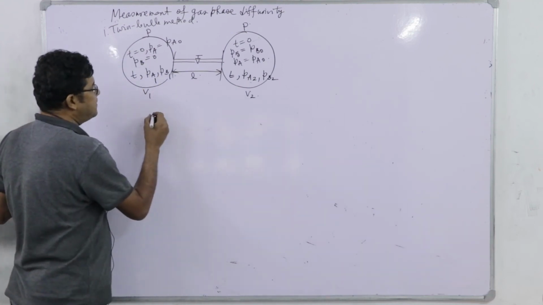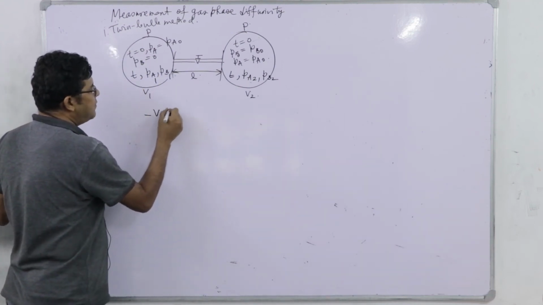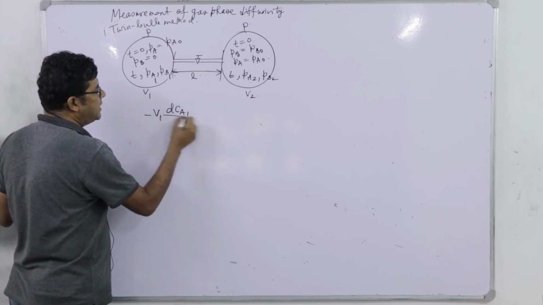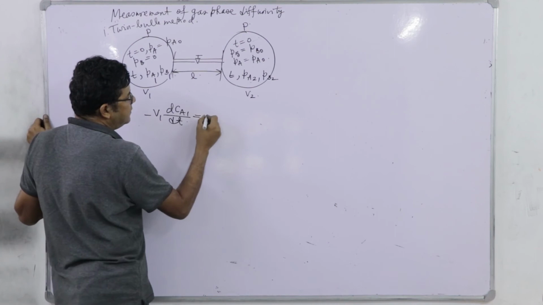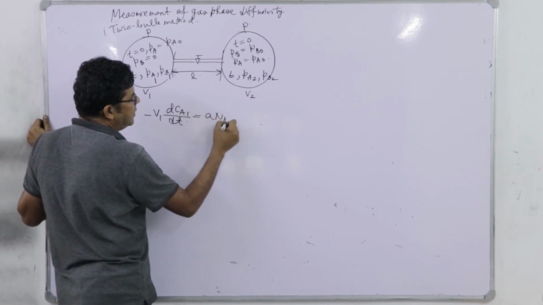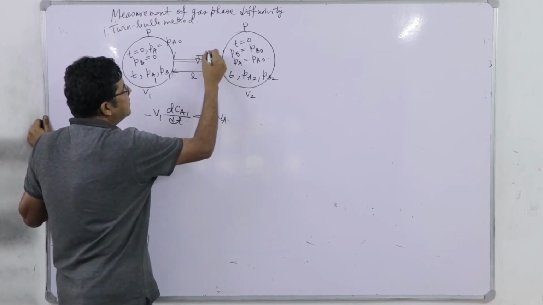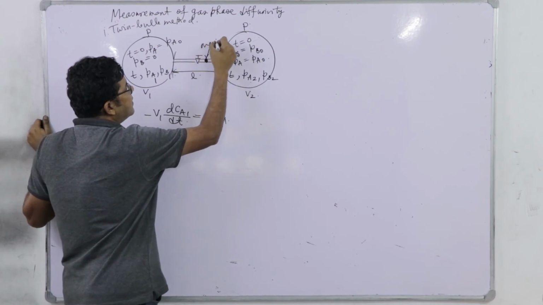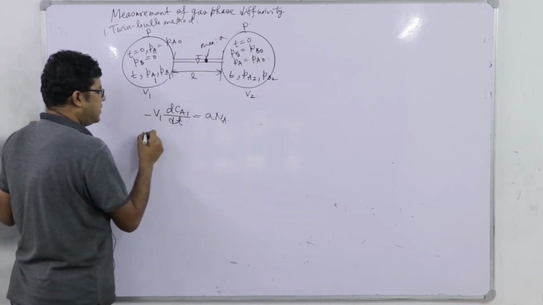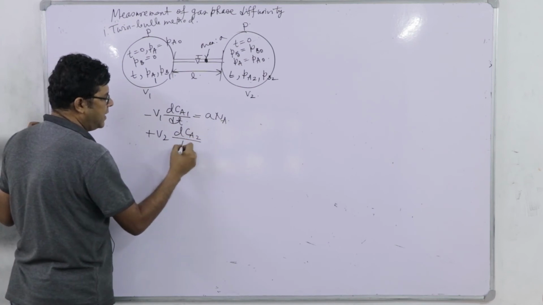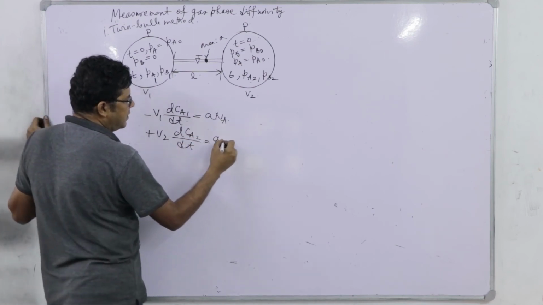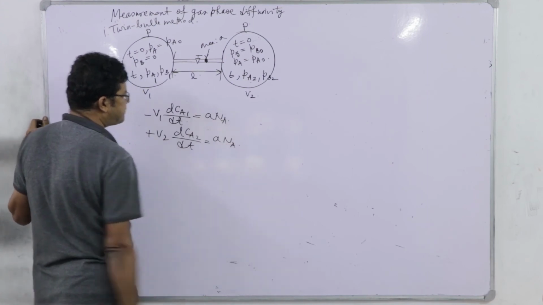So, now you see V1 into dCA1 dt, it is a case of equimolar counter diffusion. It is equal to A into NA, where A is the area, right, and plus V2, we are going for the balance of A, is A into NA.